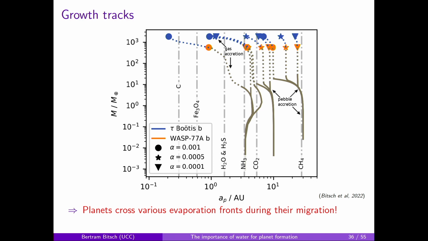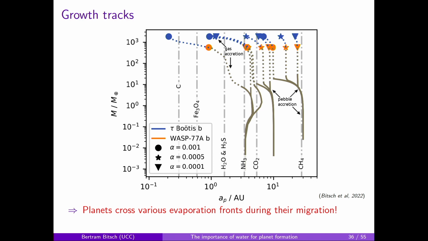So these are so-called growth tracks. So we have the growth of the planet. The solid line corresponds to pebble accretion, and the dashed line corresponds to the gas accretion phase. So you have planets that start at different positions in different disks with different viscosities. The viscosity determines how fast you can migrate and how fast you can grow.